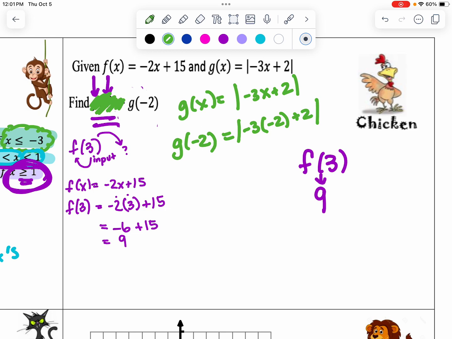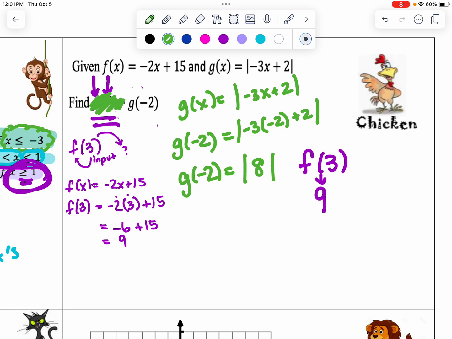All right, and again, don't ever change the g of negative 2. This is the question, so don't change it. But what I can do is try to get these bars to be around one number. So the goal is to turn lots of numbers inside the bars into one number inside. So the first thing I see is negative 3 times negative 2, which is 6. And then I've got a plus 2. So 6 plus 2 is 8.